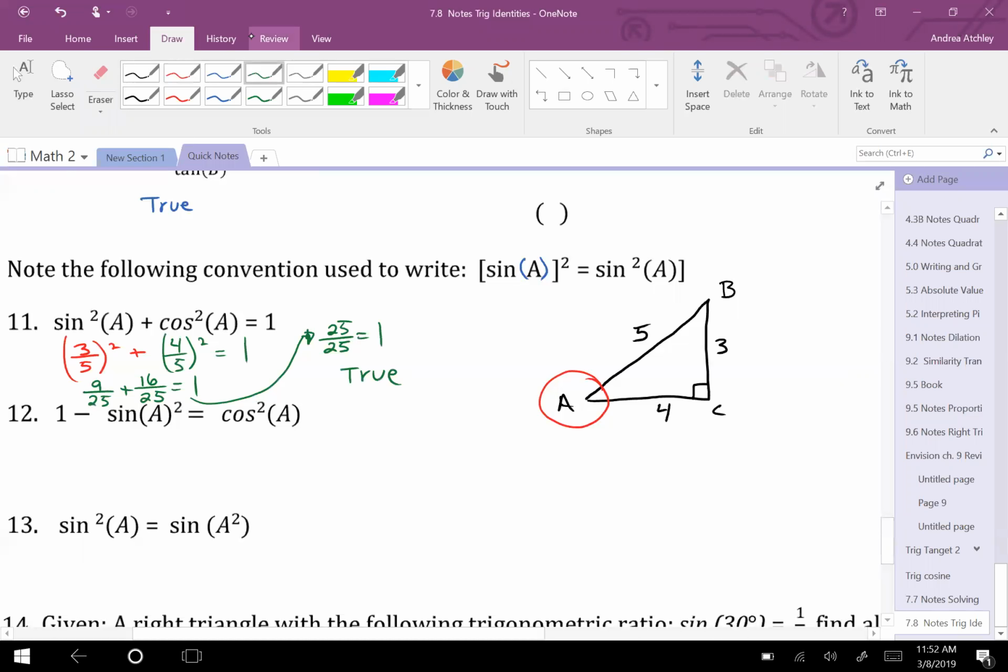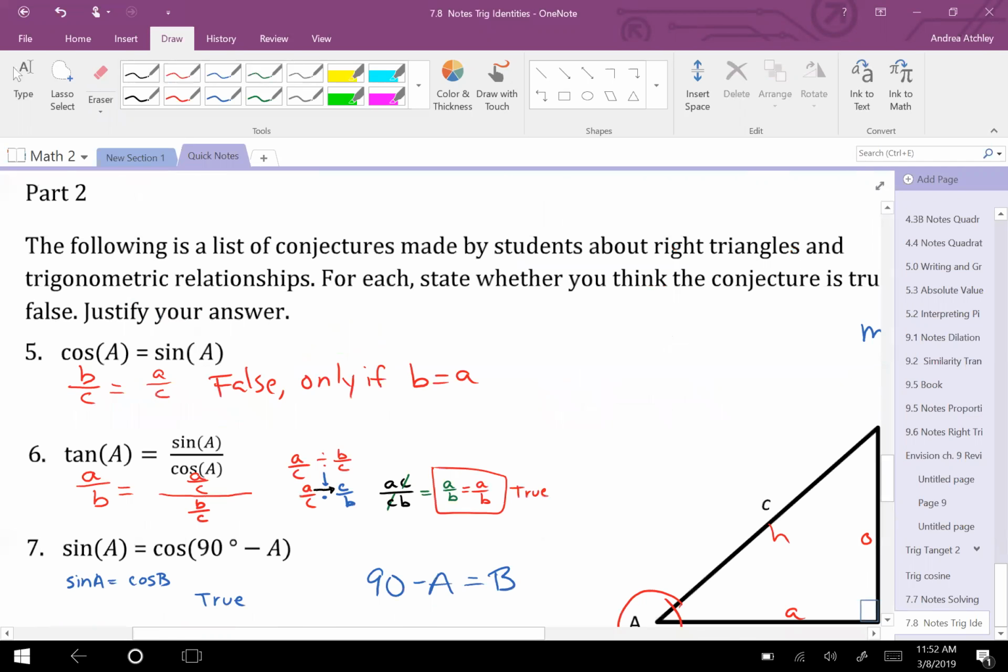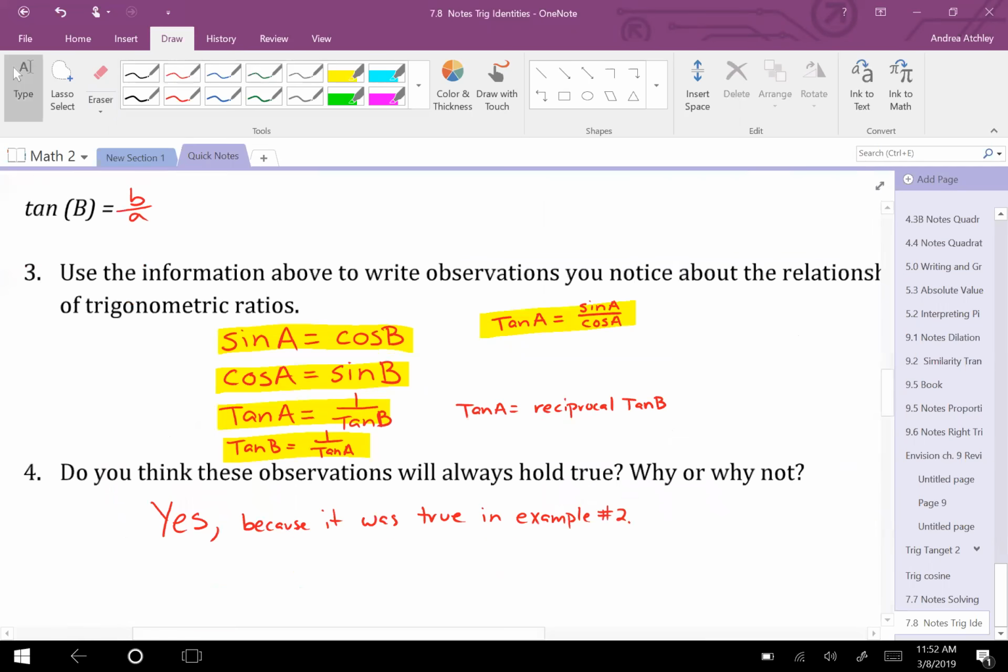Okay, this is again another trig identity. So we're going to add it: sine squared plus cosine squared equals 1. So we're going to put it back on this page so we have them all together.